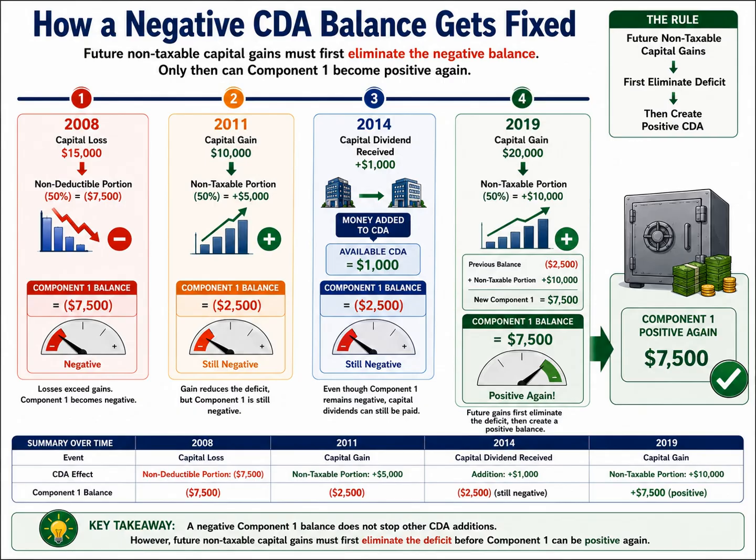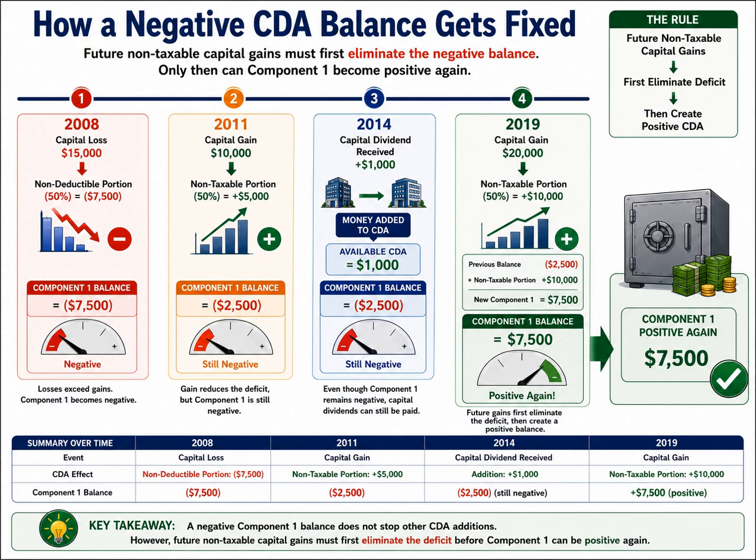This timeline illustrates one of the most important concepts in the CDA system. A negative component 1 balance is not permanent. It simply carries forward until future non-taxable capital gains eliminate it. And while that deficit exists, other CDA additions, such as capital dividends received, life insurance proceeds, and trust allocations can still generate available CDA. The key takeaway is simple. Future non-taxable capital gains must first eliminate the negative balance. Only after the deficit is fully absorbed can component 1 begin generating new positive CDA.